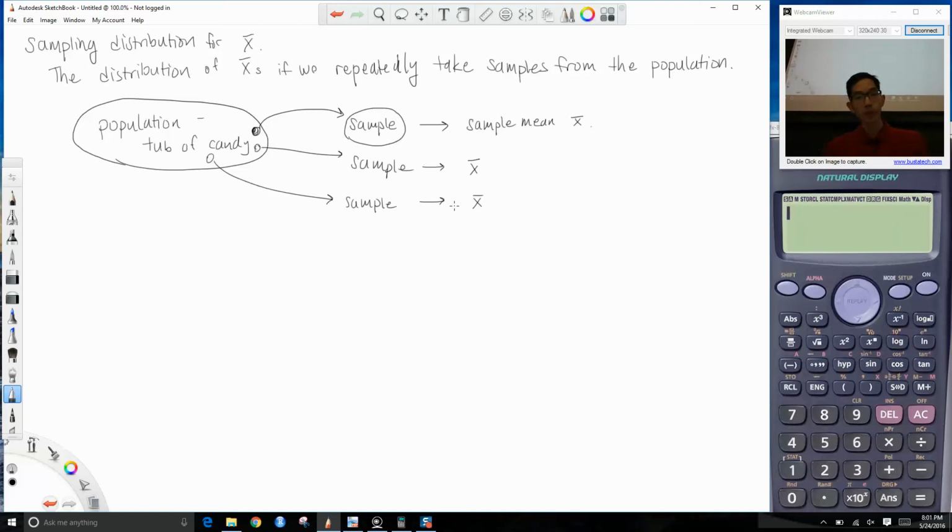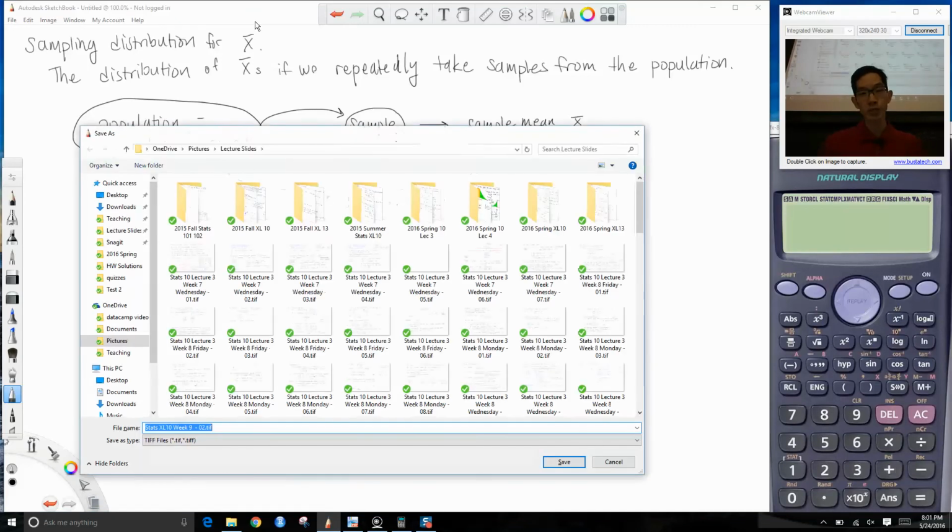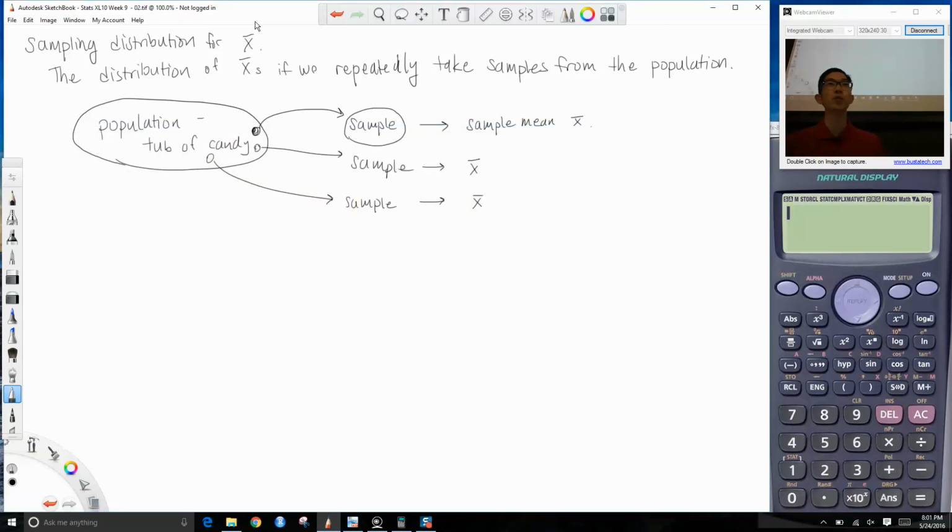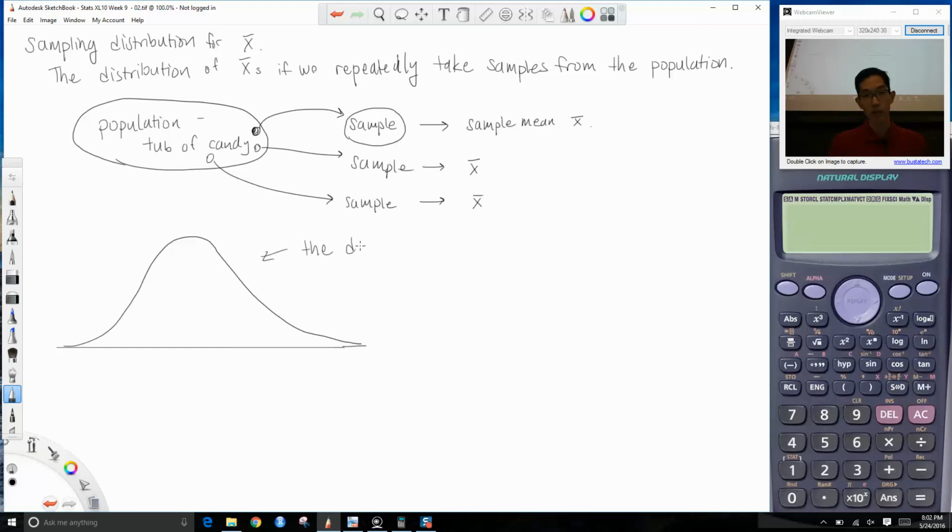Now, when we looked at the sample proportions, we said the sample proportions can be approximated by what distribution? The normal distribution, right? So we said the p hat can be approximated with the normal distribution. Well, if we look at the sampling distribution of x bar, the same thing happens. The sampling distribution of x bar ends up having a normal distribution. So this is the distribution of all the different x bars that you will observe.